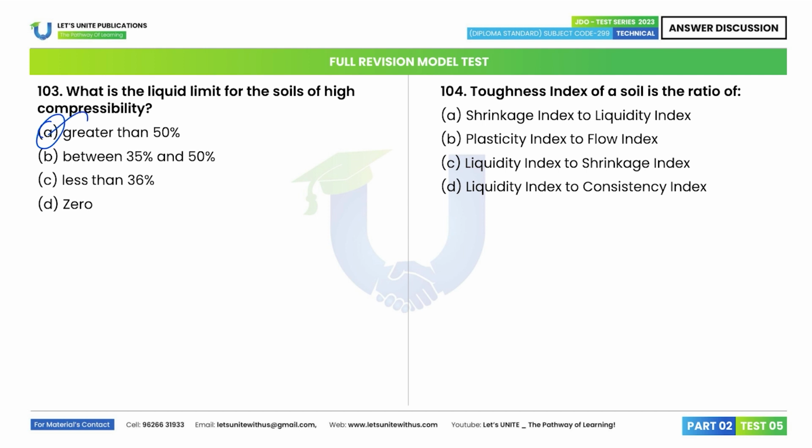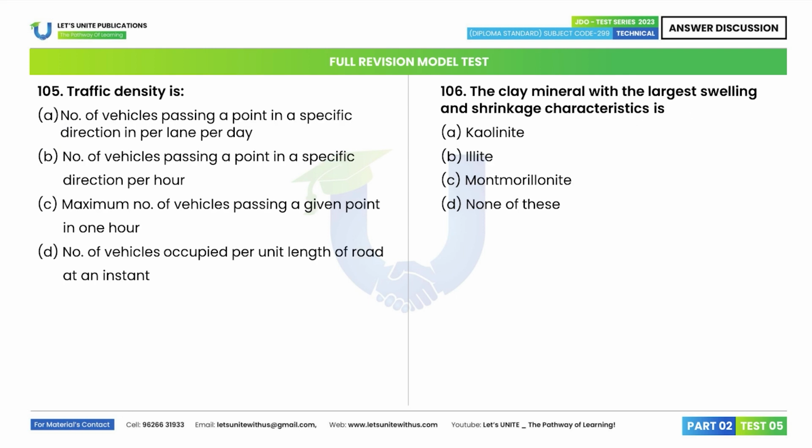Option B. 104, the toughness index of a soil is the ratio of plasticity index to flow index. Option B. Next 105, traffic density is number of vehicles occupied per unit length of road at an instant. Option D. 106, the clay mineral with the largest swelling and shrinkage characteristics is Montmorillonite. Option C the correct answer.